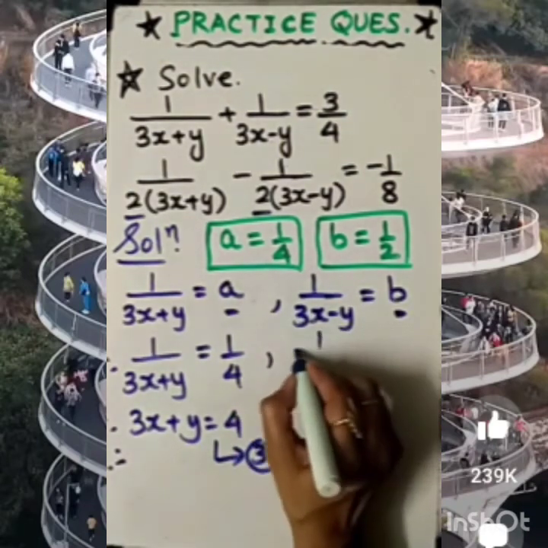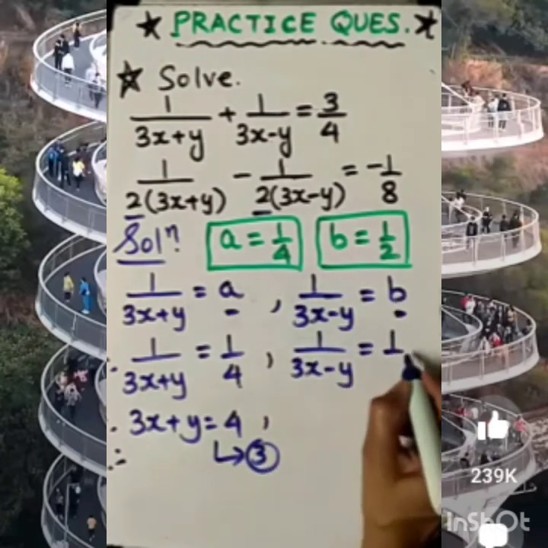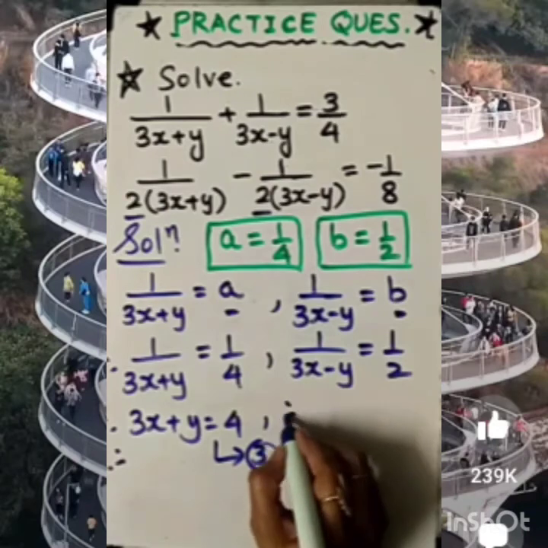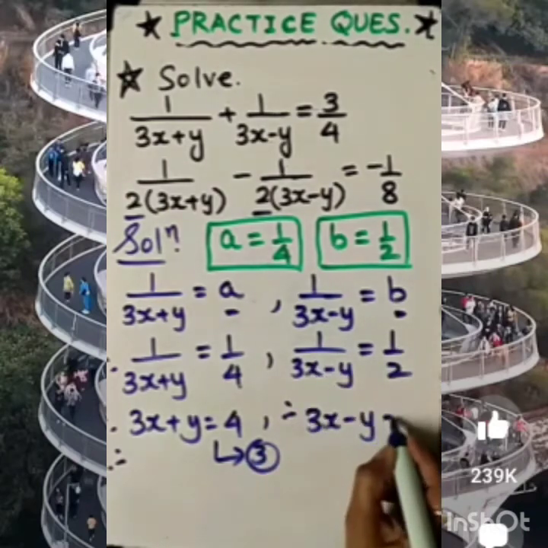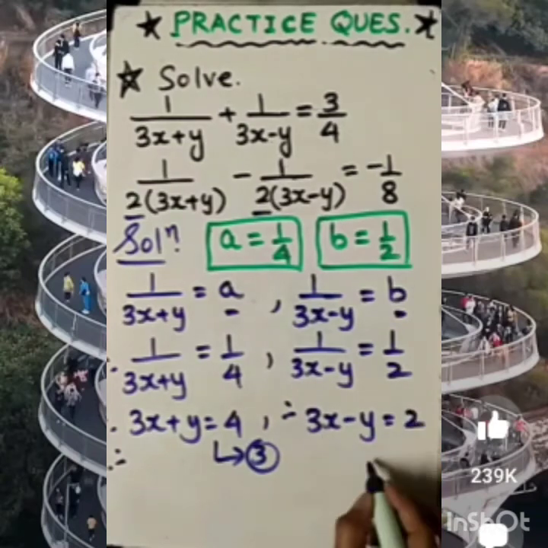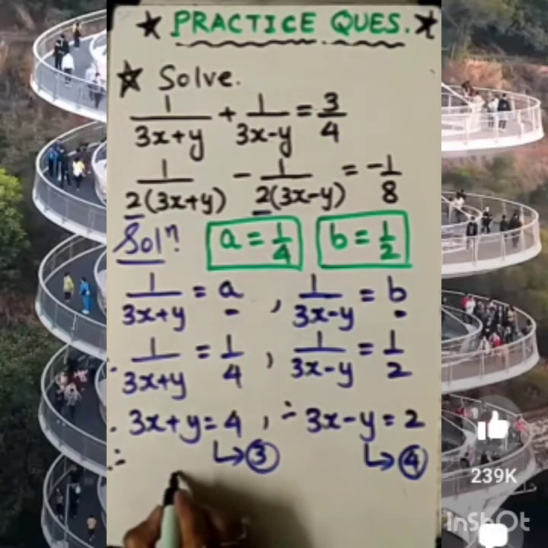Same thing is here 1 upon 3x minus y. What is the value of b? 1 half. Therefore, cross multiplication, the other equation will become 3x minus y equal to 2. Let me call this equation number 4, which is quite easy. Now, apply the elimination method to solve these equations and see what can be the solution.